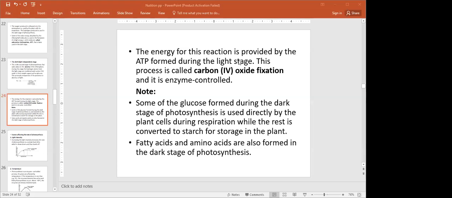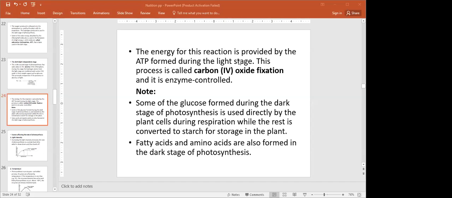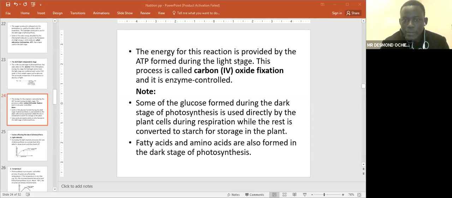Remember, when the plants photosynthesize, they can make glucose in excess. So when the glucose has been manufactured, the plants will only use it when there is need for them to use it. The ones that are in excess should be converted to starch for future use. There would be no need for plants to use all the glucose that is manufactured when they are likely to need it in the future.